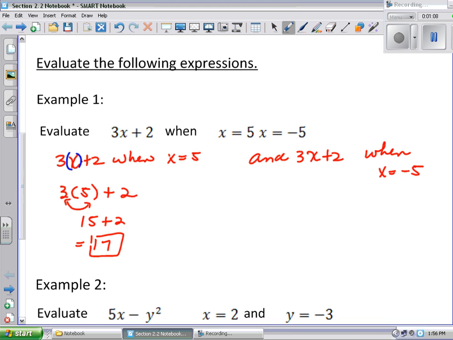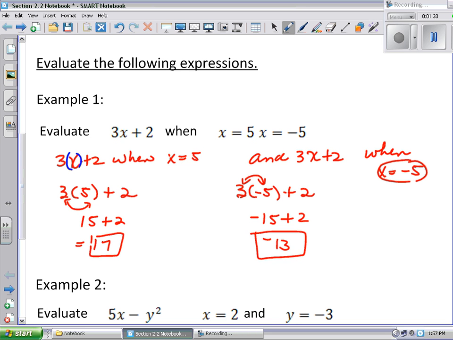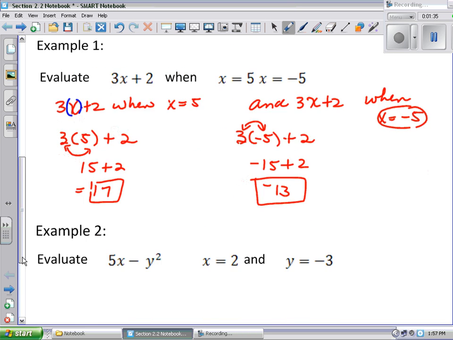Now I'm going to evaluate the same expression for x equal to negative 5. 3 times negative 5 plus 2. 3 times negative 5 is equal to negative 15, plus 2. And negative 15 and positive 2, let's see, it's more negative than it is positive, so when I take the difference, I'll get 13, and it will be negative because it was more negative than it was positive.